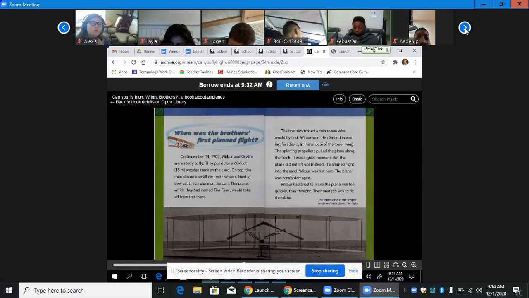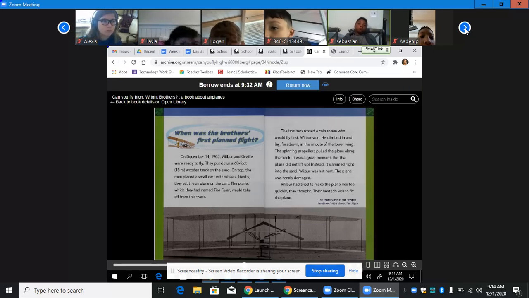Yeah. The brothers tossed a coin to see who would fly first. So heads or tails. Wilbur won. He climbed in and lay face down in the middle of the lower wing. The spinning propellers pulled the plane along the track. It was a great moment, but the plane did not lift up. Instead, it slammed right into the sand. Luckily, Wilbur was not hurt.